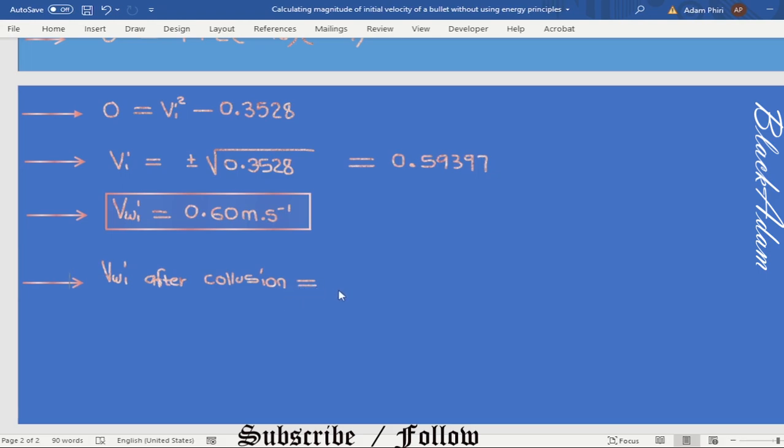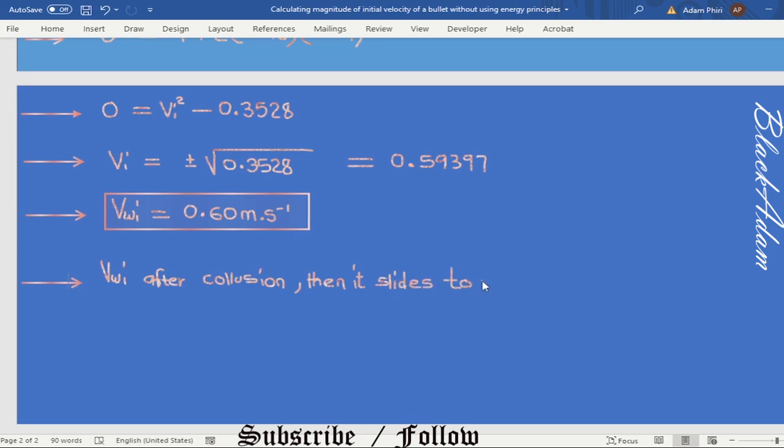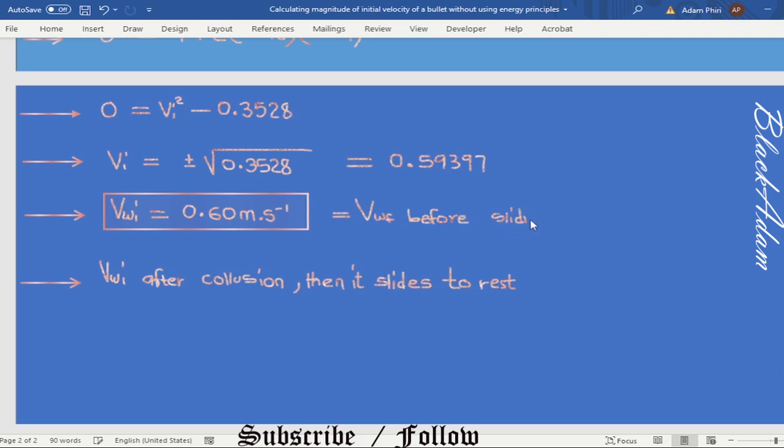We're looking at the velocity of the wood initially before it started to slide on the surface. And then what was it? It was also the final velocity after the collision. So that's how we equate it and how we interpret it based on the problem. So that'll be the final velocity before sliding.